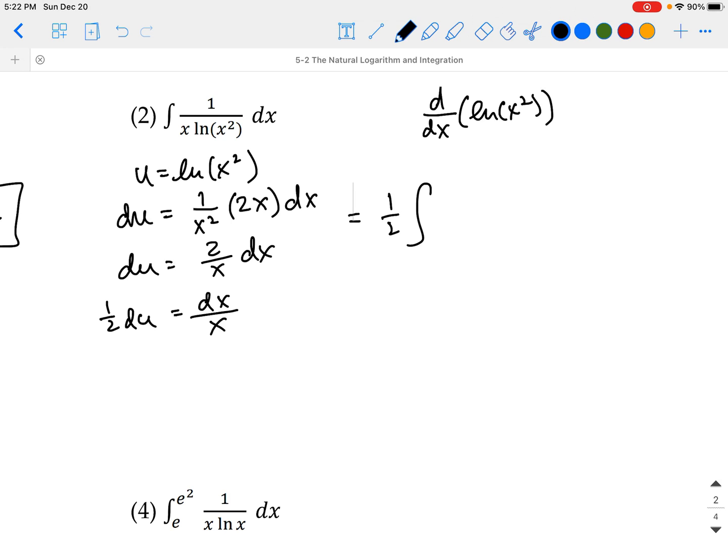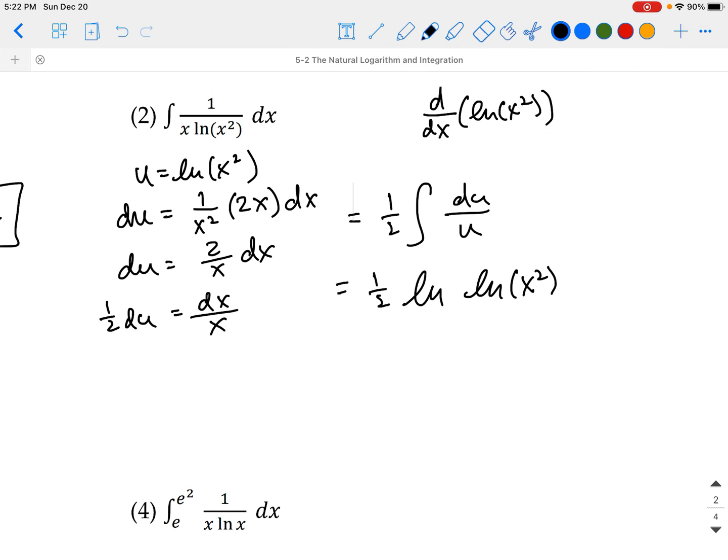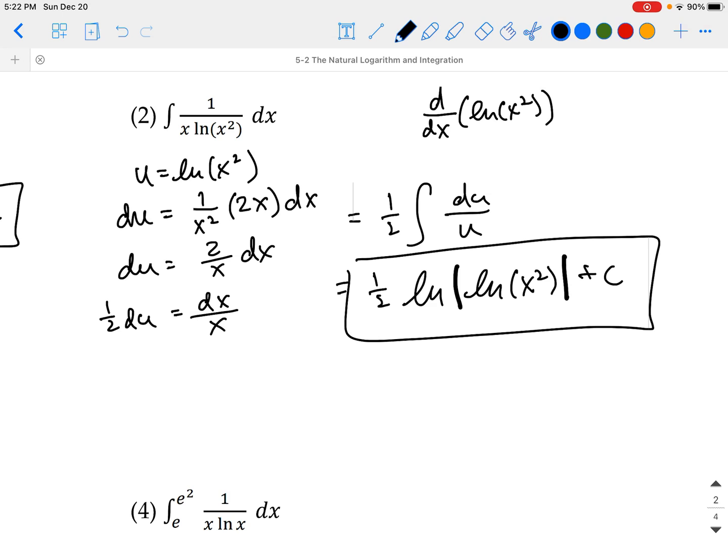So we'll have 1/2 integral, so dx over x just becomes du, so I'll just leave that in the numerator, and then u is just the natural log of x squared, so we'll get 1/2 natural log of, now u is the natural log of x squared, so we're going to get the natural log of x squared, and again we're going to have to put absolute values here, plus c. So we get 1/2 of the natural log of x squared plus c. So it's kind of like a nested logarithm function.